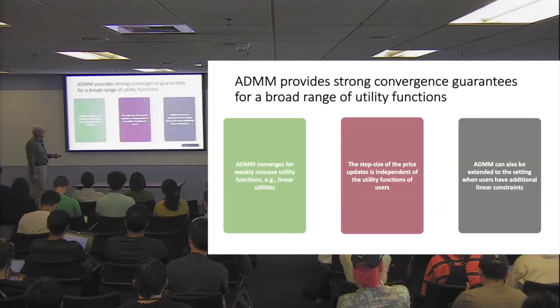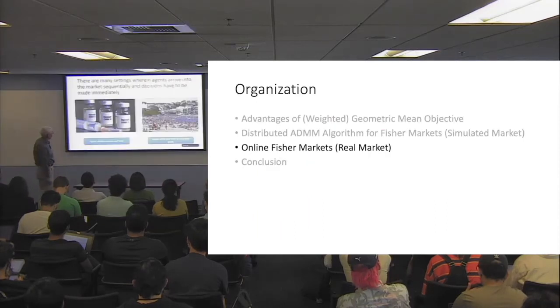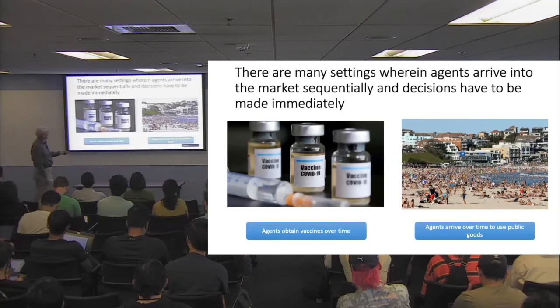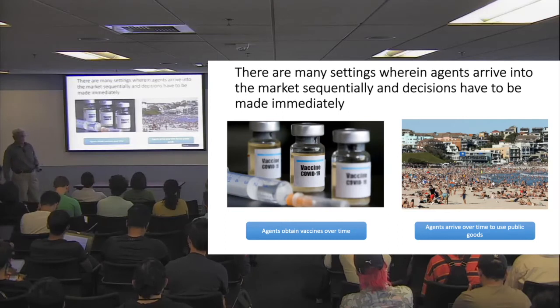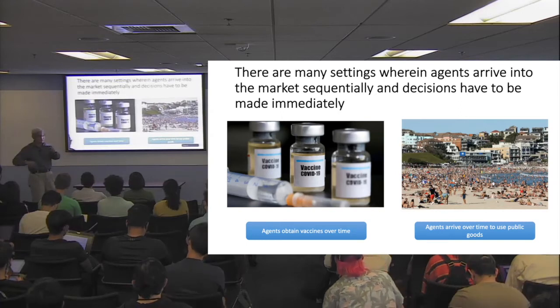But Devash is now working on the real market. Many problems have these settings. You don't have complete information about the future, but you still need to make the current allocation, and this allocation is irrevocable. Once you make this, there's no recourse; you cannot undo it.